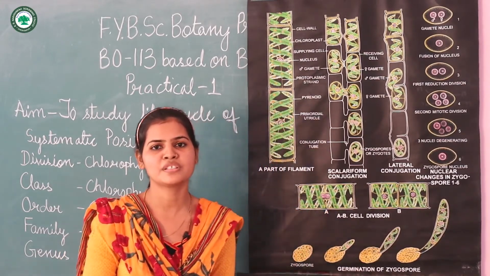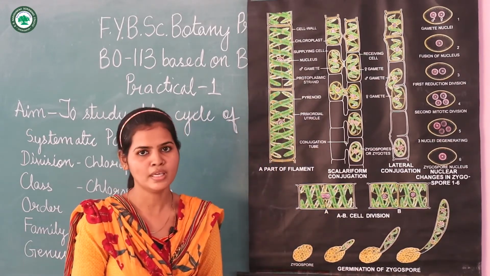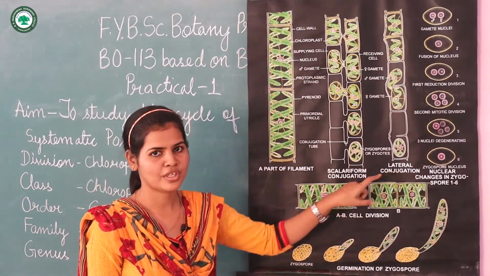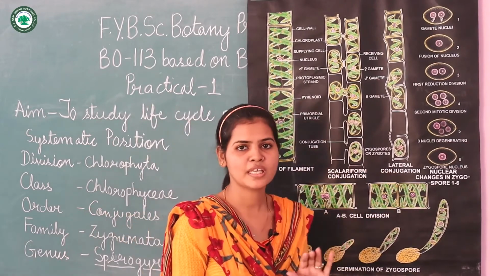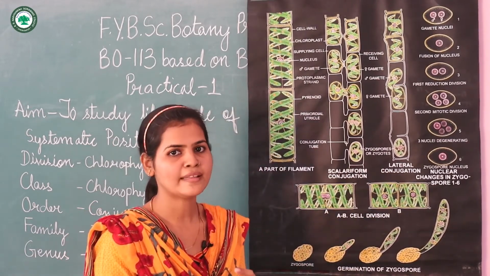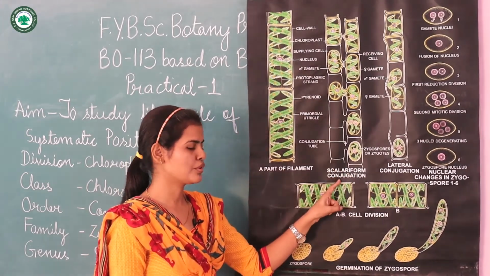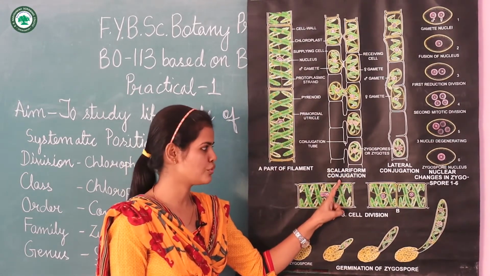This sexual reproduction also takes place by two methods, that is scalariform conjugation and lateral conjugation. So sexual reproduction is by means of conjugation, and there are two types of conjugation. Let us first see the first, that is the scalariform conjugation.